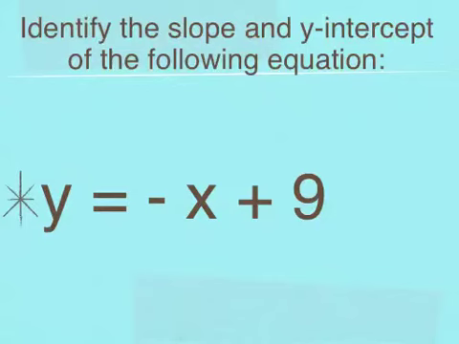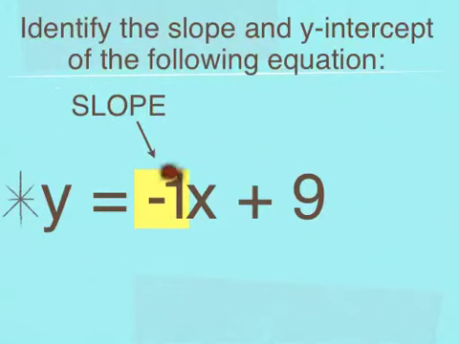The next example, we have y equals negative x plus 9. In this case, my slope should be a number in front of x. There is no number there, but remember, in front of every variable, there's always an understood 1. So my slope would be considered negative 1, and my y-intercept is 9.